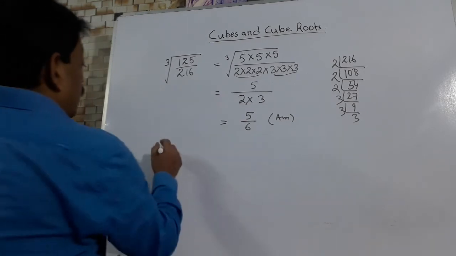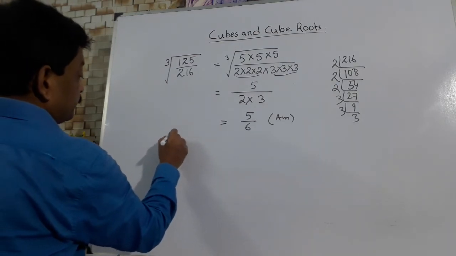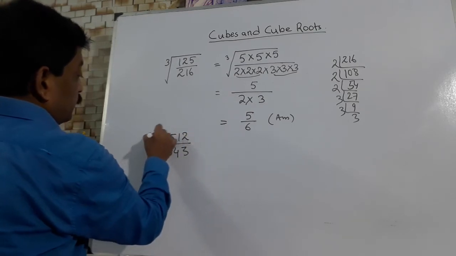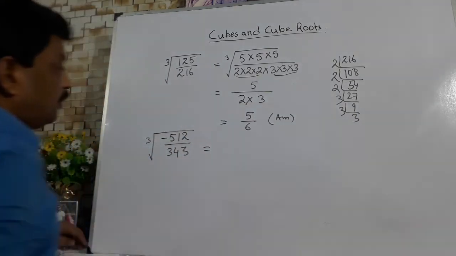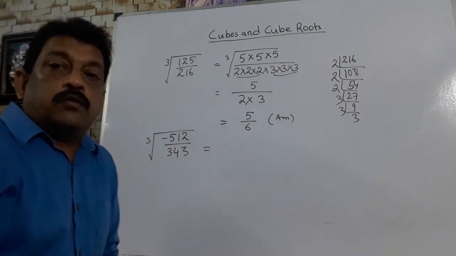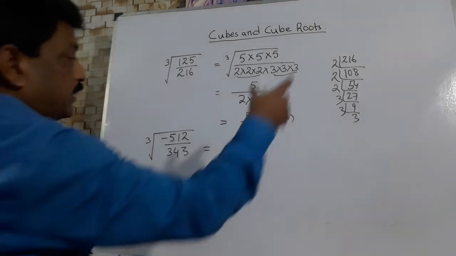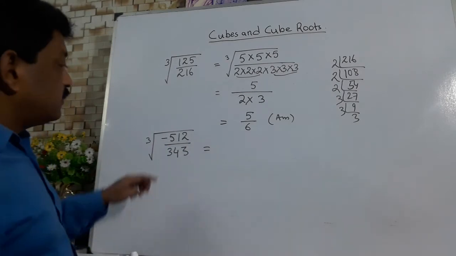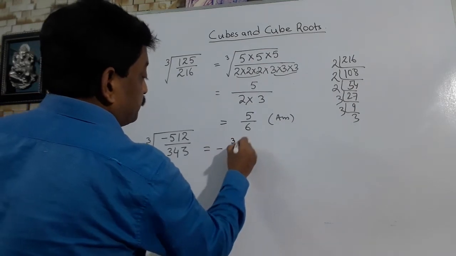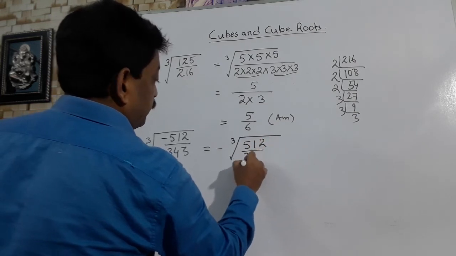One negative fraction, that is minus 512 upon 343. The cube root of this one we have to find. If you resolve 512, then we'll get 8 multiplied 3 times. Or we can also find the prime factors and then do it. In that case, first of all, take the negative sign outside. Write in this form: 512 by 343.